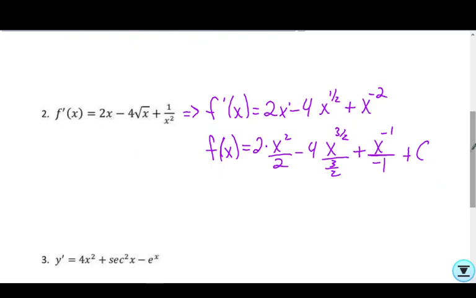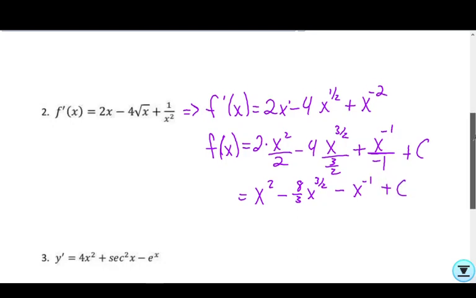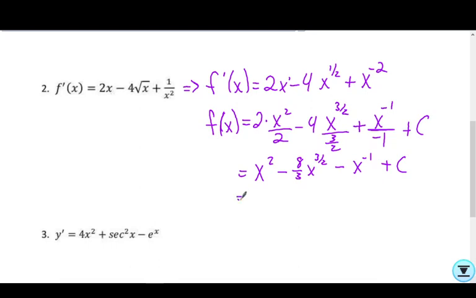Now we simplify. 2 divided by 2 gives me x squared. 3/2 divided by 3/2 is the same thing as multiplying by 2/3. So this is minus 8/3 x to the 3/2 power, minus x to the negative 1, plus c. And if you want to, you could change it back to radical form. So this would be x squared minus 8 over 3 times the square root of x cubed, minus 1 over x, plus c. And that's fully simplified.